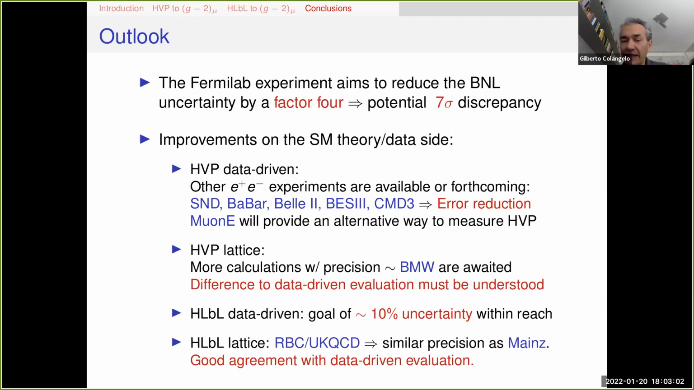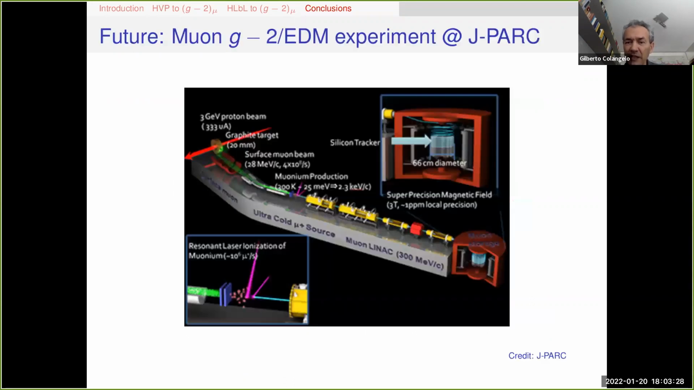For hadronic light-by-light, the data-driven approach has the potential to reach a 10% uncertainty within a couple of years. And on the lattice, I think they can also improve and reach something like a 10% uncertainty, and then combining these results, hoping that they will agree, will lead to further improvement. Let me close with this picture of the experiment which is planned at J-PARC, which hopefully will provide an alternative way to measure the muon g-2. Thank you very much for your attention.